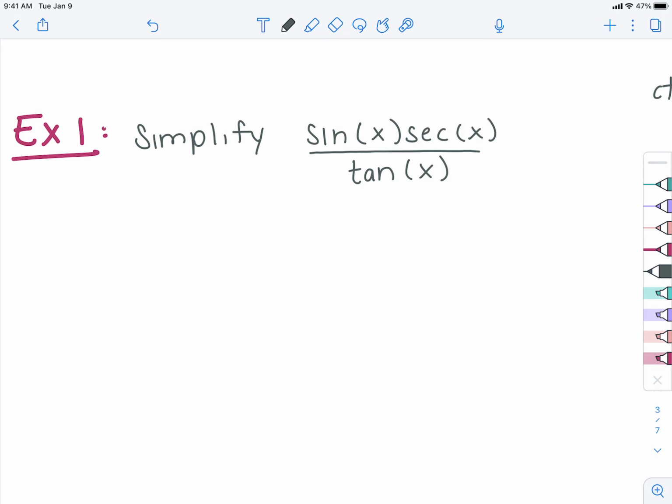So since I start with a sine of x, I want everything to be sine and I want everything to be cosine if possible, because that'll make it easier for me to cancel things out. So I'm going to leave that sine of x alone, but I see I've got a secant and I've got a tangent that I can rewrite.